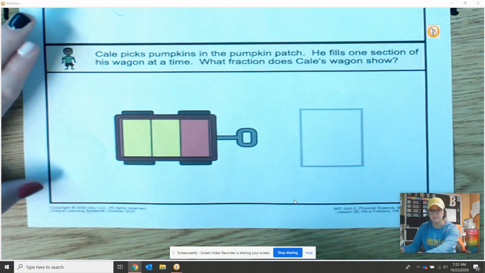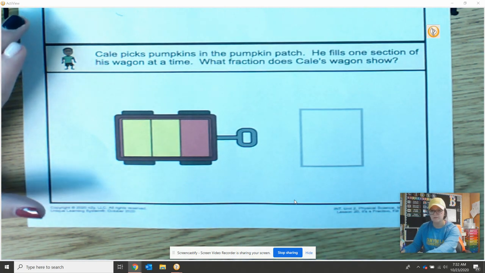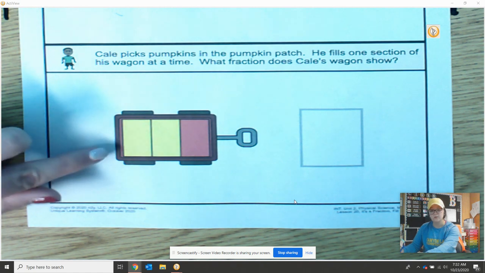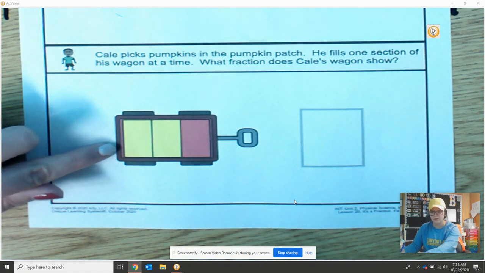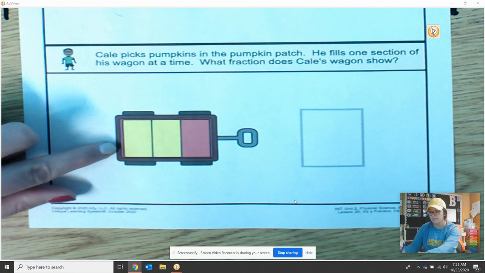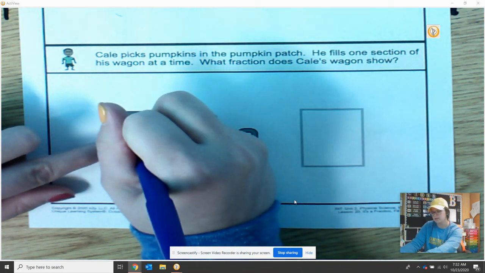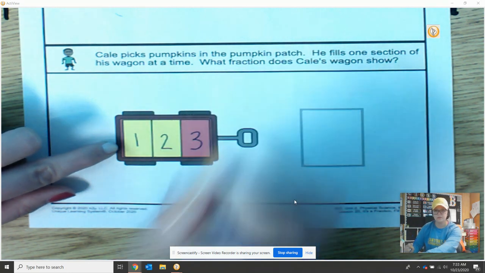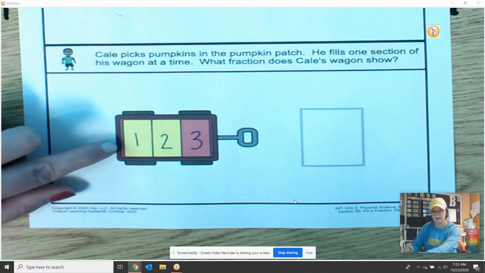Kale picks pumpkins in the pumpkin patch. He fills one section of his wagon at a time. What fraction does Kale's wagon show? So Kale's wagon looks a little bit different than Emily's wagon. Let's count how many sections are in Kale's wagon. I have 1 section, 2, 3 sections. Kale's wagon has 3 sections, so it's a little bit different than Emily's.